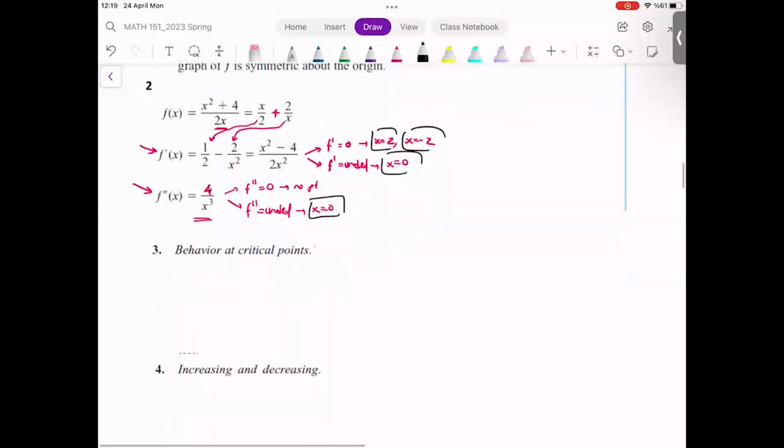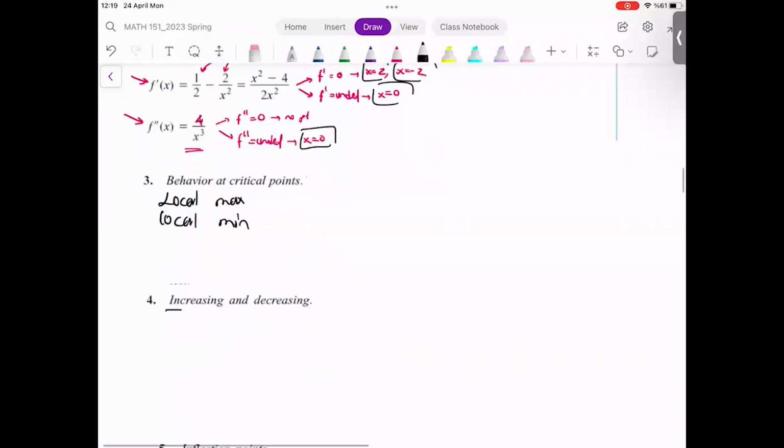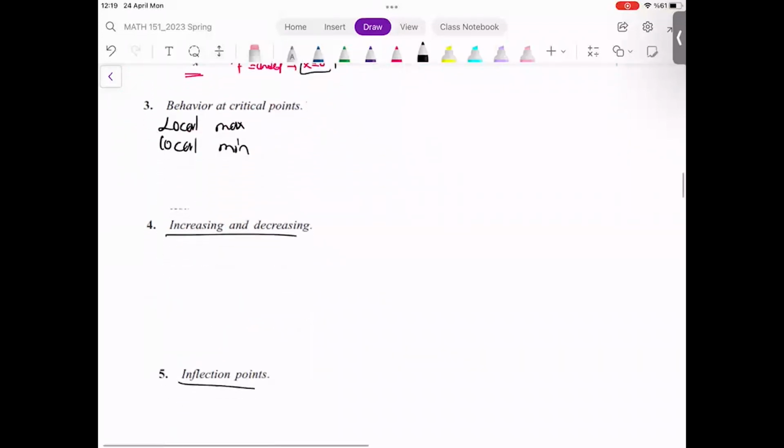Now, behavior at the critical points means finding the local max and local min points, increasing and decreasing intervals, and inflection points. By the way, what is an inflection point? Let's recall. These are the points where the second derivative changes sign, maybe I should explain it like this: where the concavity changes, okay?